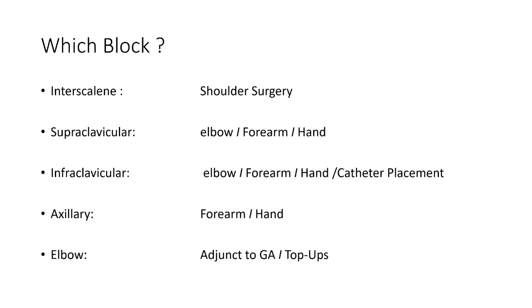If I need to put a catheter for any reason for post-op analgesia for elbow, forearm or hand surgery, I tend to do infraclavicular block because in the infraclavicular block, the area is not very mobile, so you can put a catheter there and the catheter won't fall out. I do axillary block for forearm or hand operations. Elbow blocks are done usually as an adjunct to general anesthetic or topping up a more proximally done block.